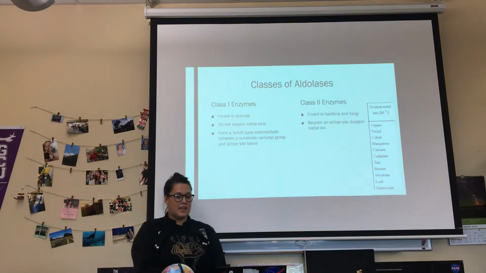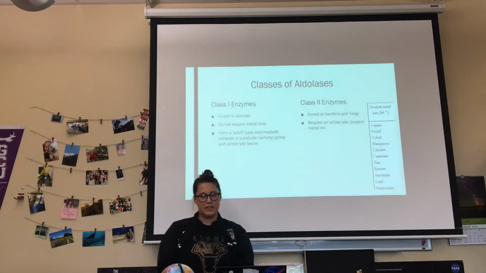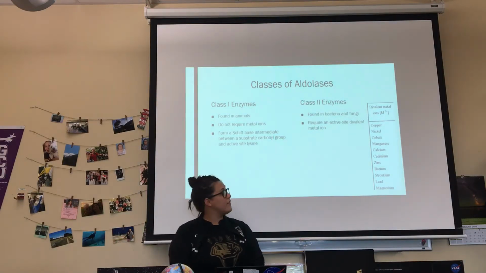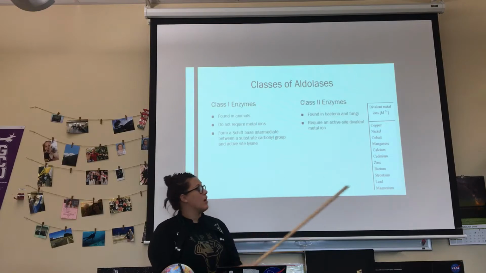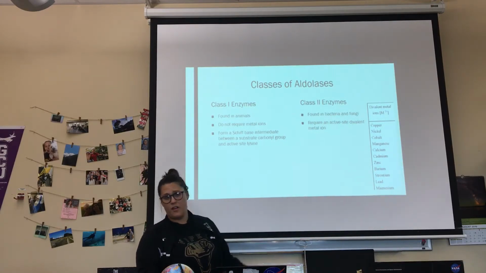They require an active site divalent metal ion. Although the ones in animals, class 1, do not need a metal ion, the ones in class 2 do require a metal ion. So I do have a list here of some of the metal ions that are used as divalent metal ions within the class 2 enzymes to help with functionality.